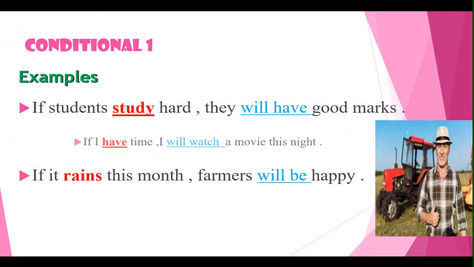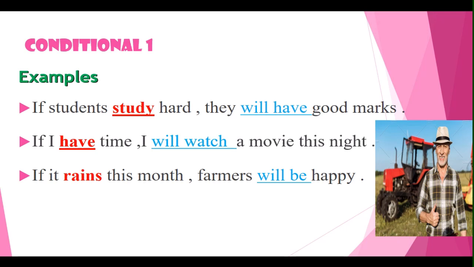Now let's move to conditional one. It is another type of condition. Let's start with sentence number one. If students study hard, it means they work hard and they do a lot of homework and they revise, they will have good marks. It means maybe 20 out of 20, 18 out of 20.